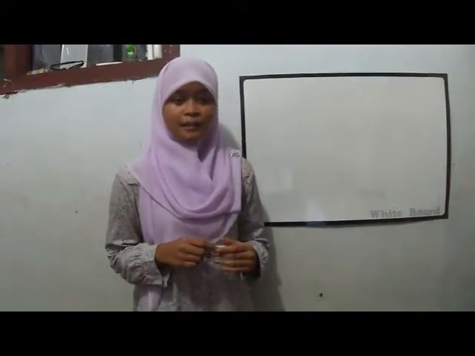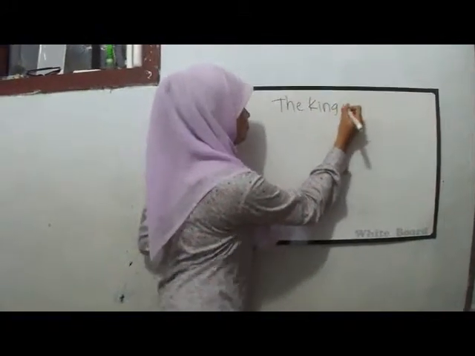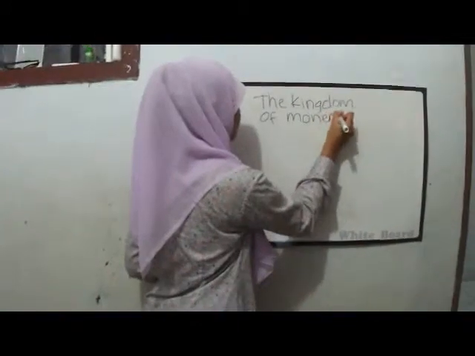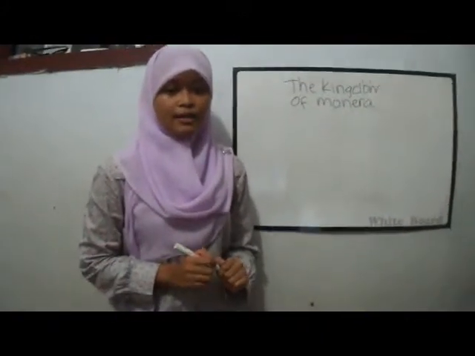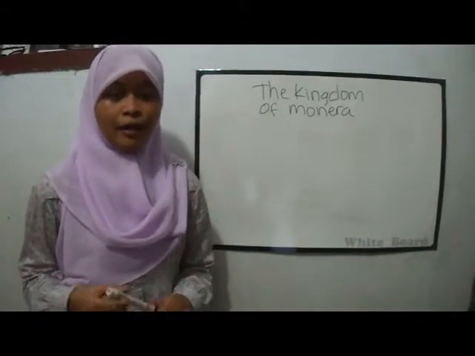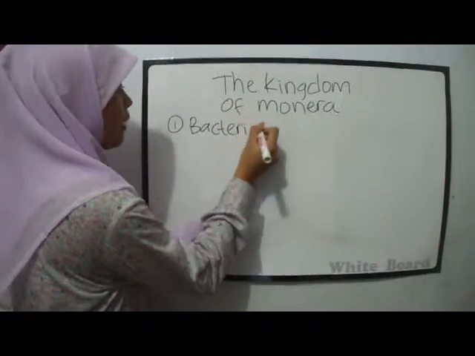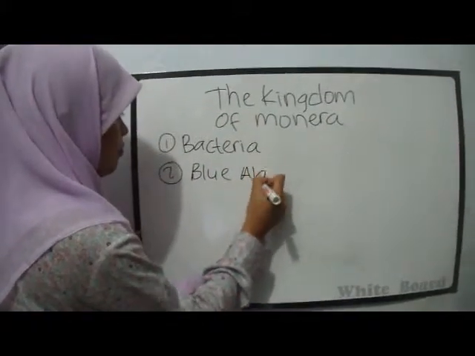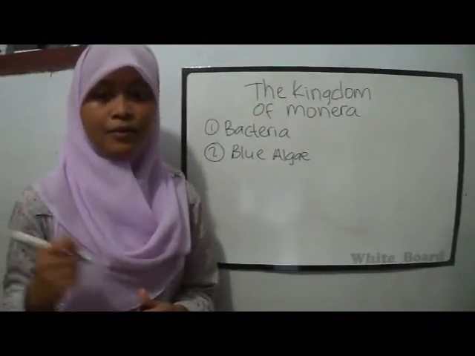I'm standing here to explain to you about the Kingdom of Monera. Monera is the simplest organism because it is only built by one cell and is still a prokaryotic cell. It is a cell which does not have a nuclear membrane yet. Monera consists of bacteria and blue algae. Bacteria comes from the Latin word bacterium, which means small stick.